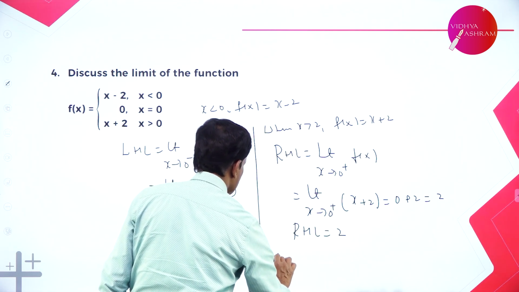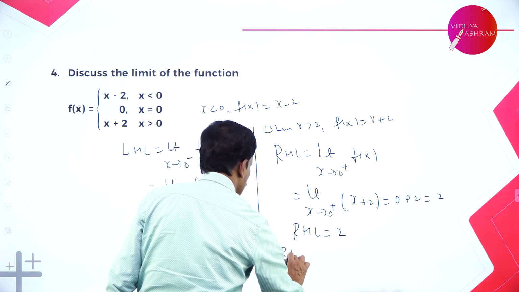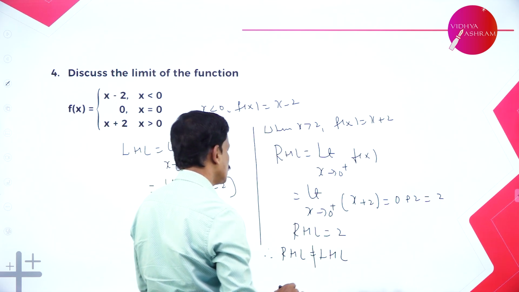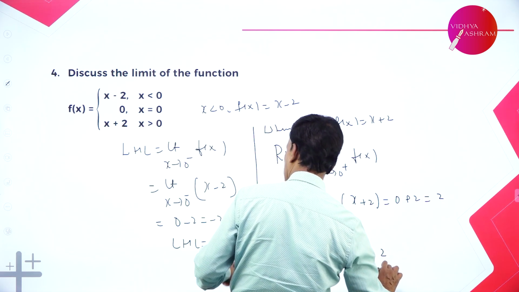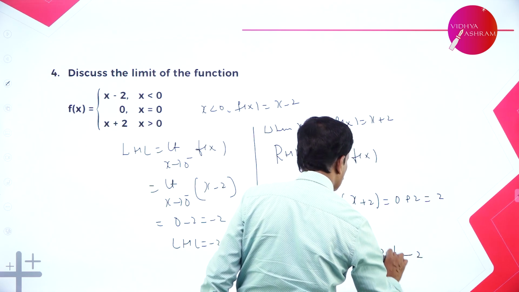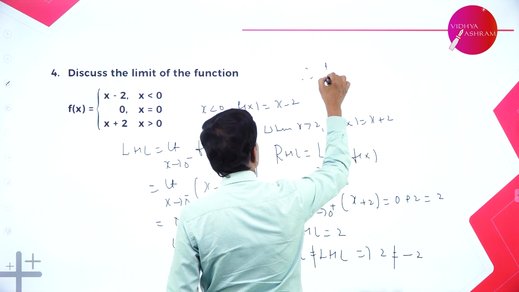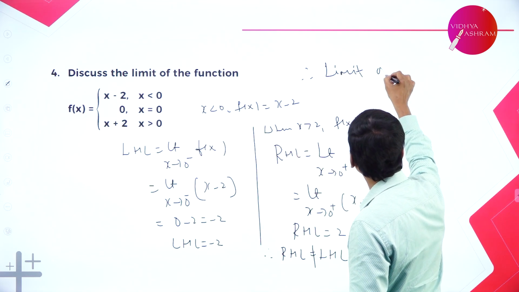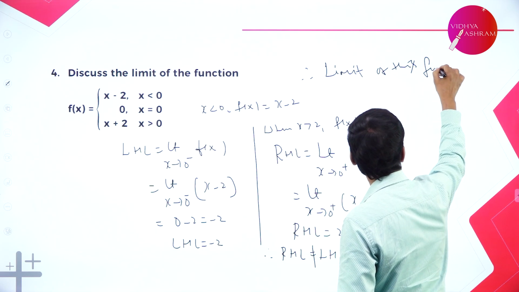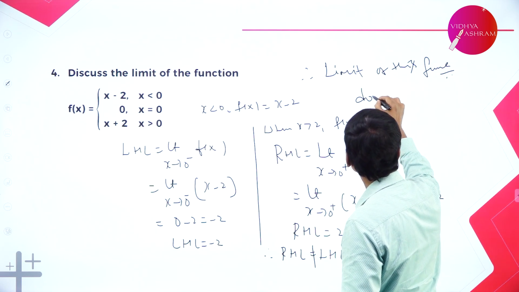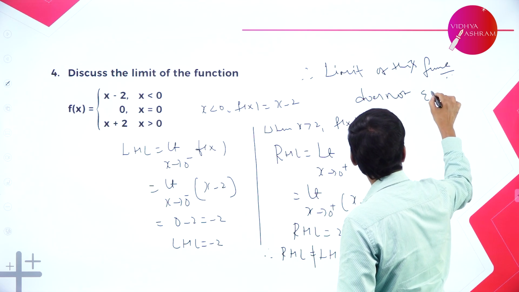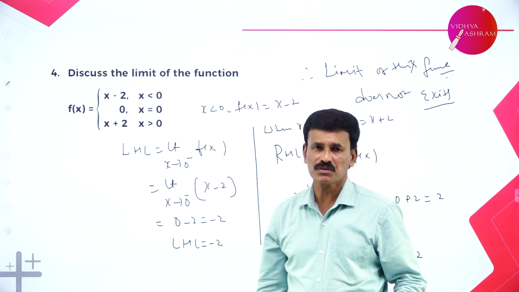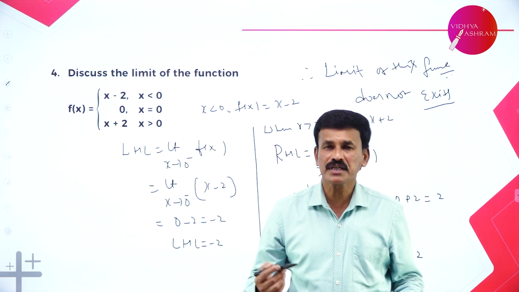So what do you say? Since the right hand limit and the left hand limit are not equal. That is, what is the right hand limit? Right hand limit is plus 2, whereas the left hand limit is minus 2. They are not equal. Therefore the limit of this function does not exist at x is equal to 0. That's it. Now move on to the next problem.